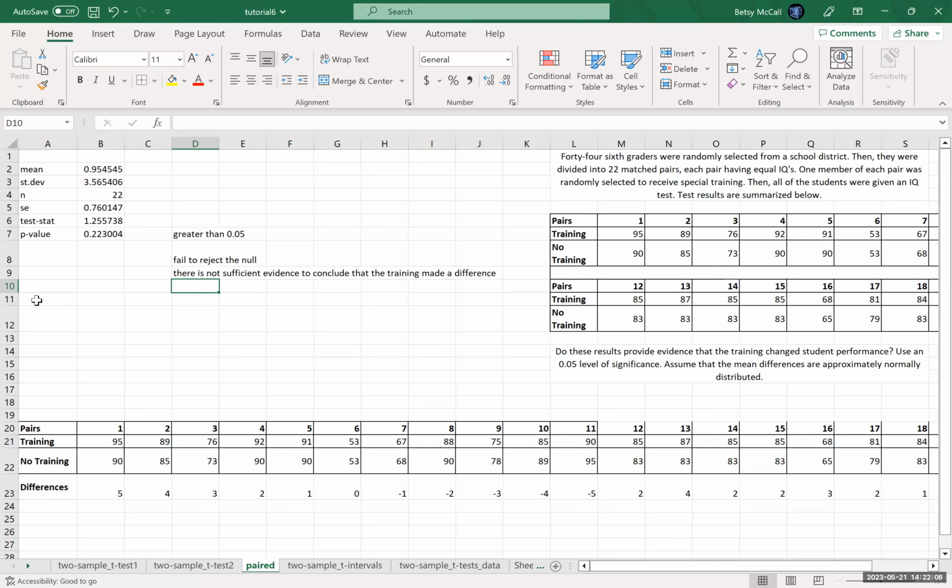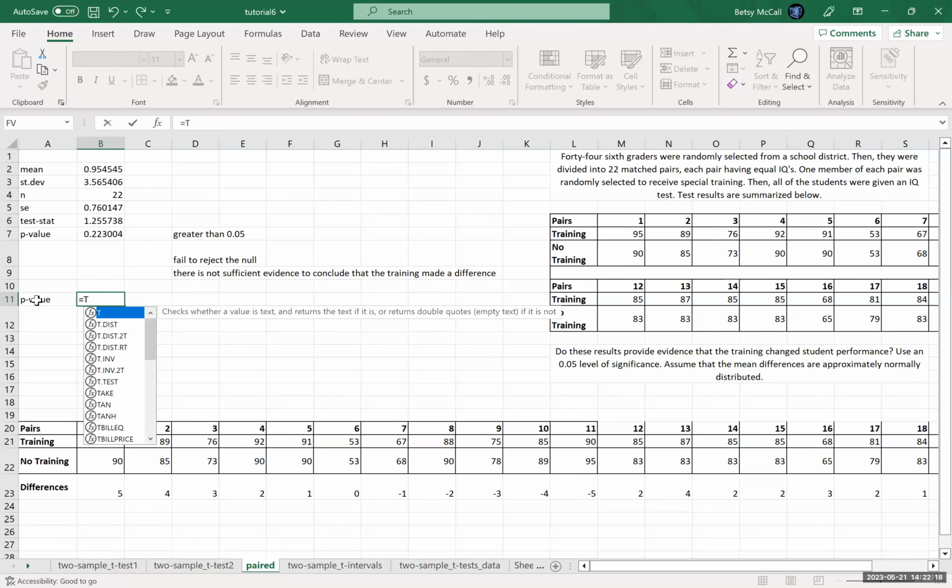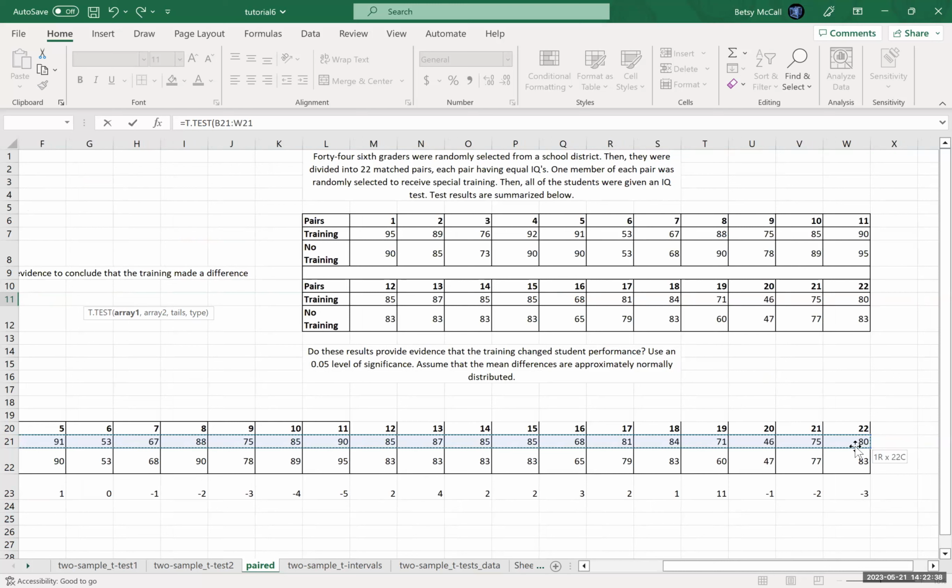actually do this in a couple of different ways without having to do that. So we can go straight to the p-value if we use the function t.test. Now again, notice it asks for an array. We can't use this function if we do not have the raw data. So the array is going to be the training data for array 1. And then for array 2, it's going to be the no training data.